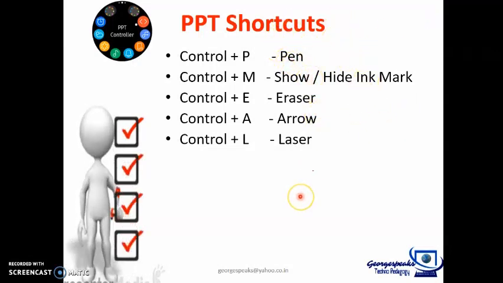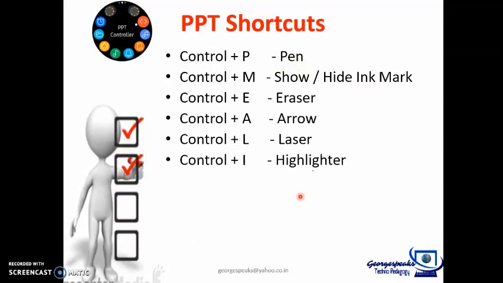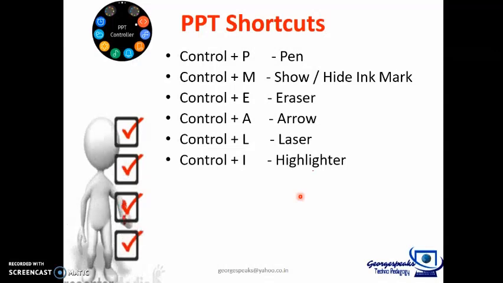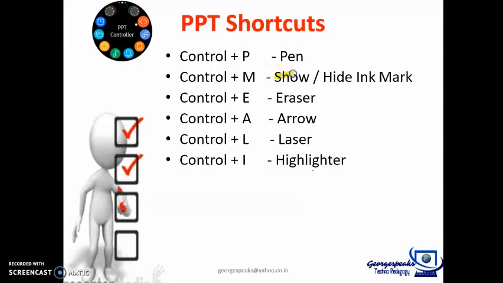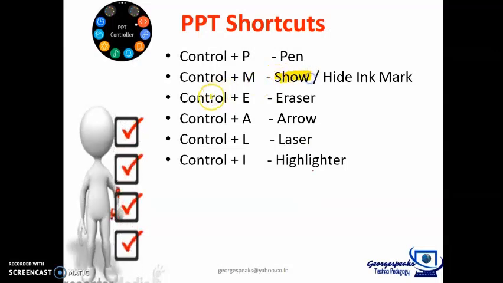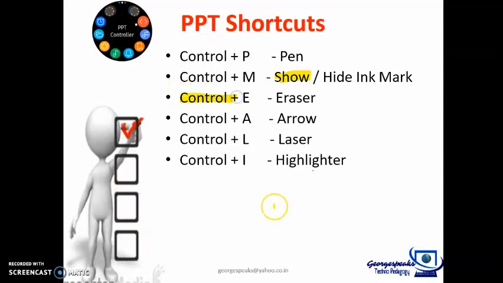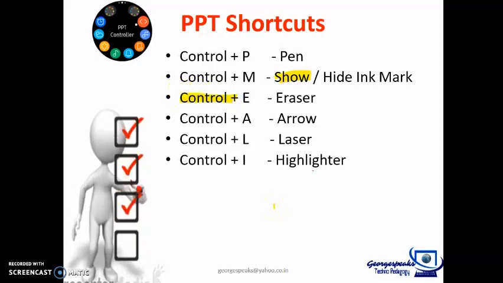In order to highlight. And along with this laser, there's another shortcut, which is Ctrl plus I, which is the highlighter, where you'll be able to highlight certain aspects in class in order to show their significance. Like for example, you can highlight a word, you can highlight a sentence, you can highlight whatever you want. So you can use a highlighter by pressing Ctrl plus I.